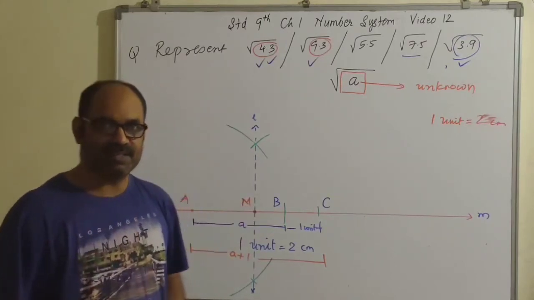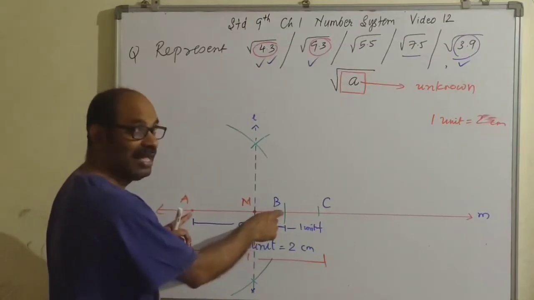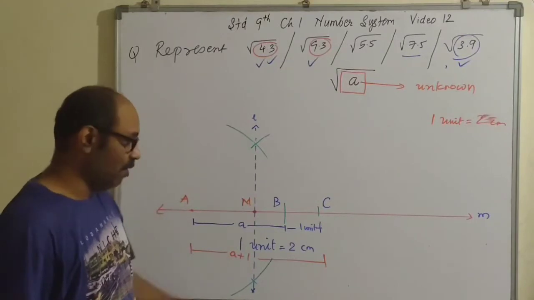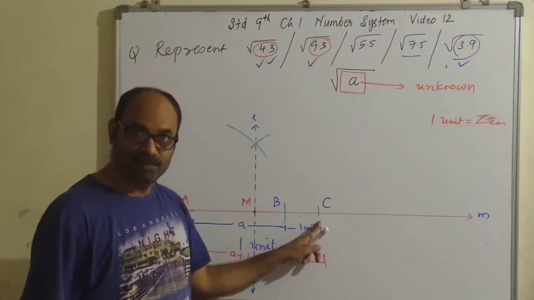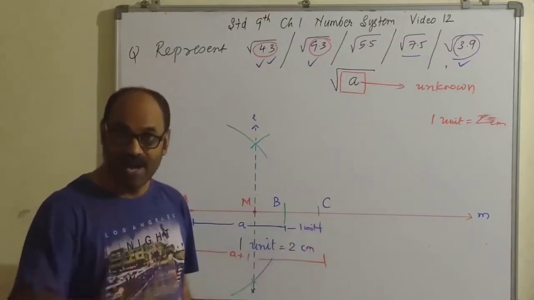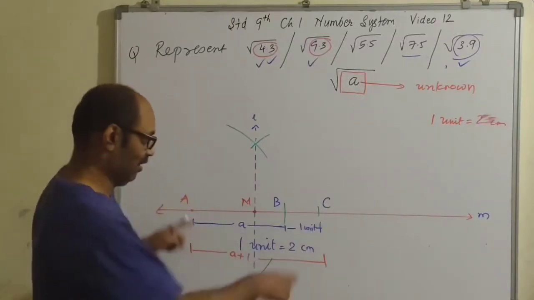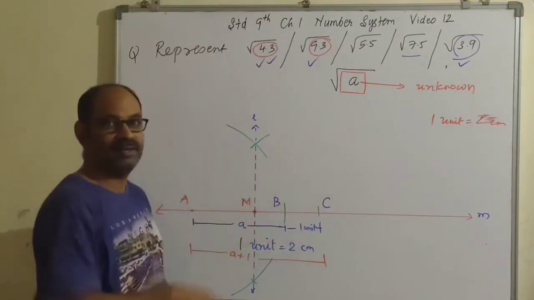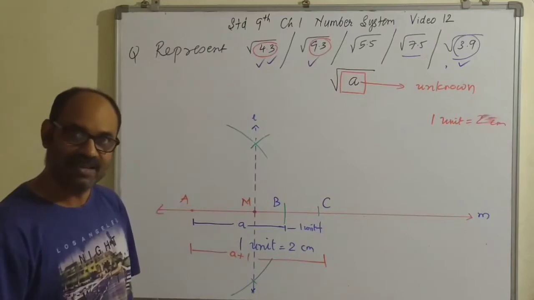Children, what was the first step? The first step is drawing line segment AB of length a unit. What is the second step? Plotting point C such that A-B-C and BC equals 1 unit. What is the third step? For the largest line segment AC, we obtain its midpoint by constructing the perpendicular bisector.